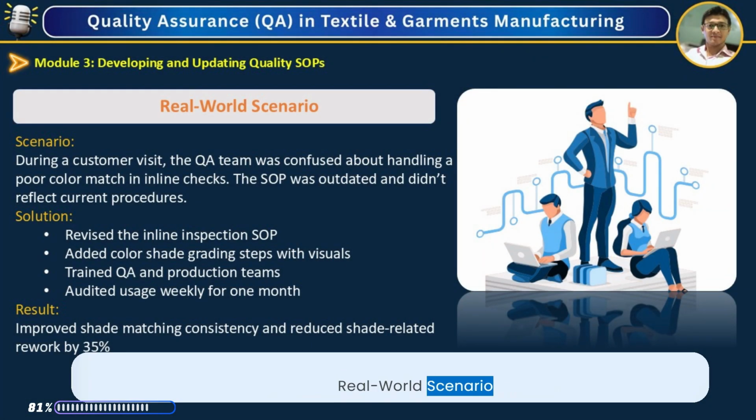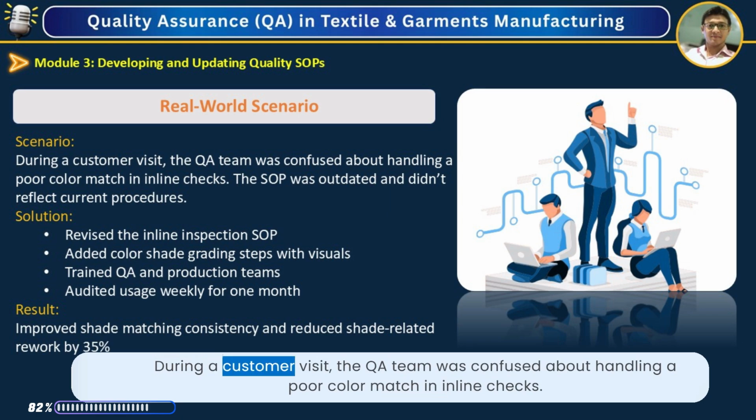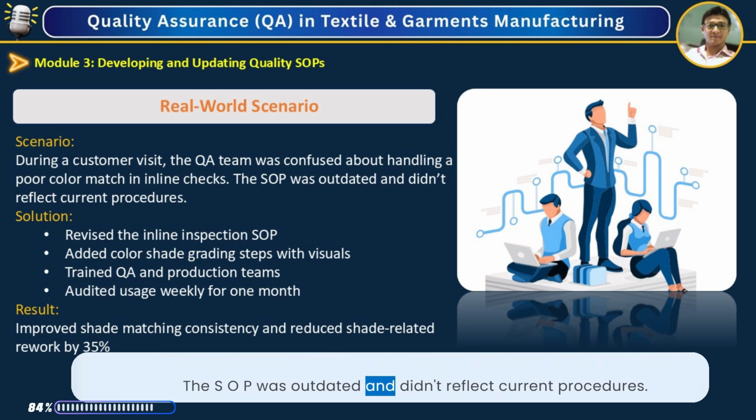Real-world scenario. Scenario: during a customer visit, the QA team was confused about handling a poor color match in inline checks. The SOP was outdated and didn't reflect current procedures.